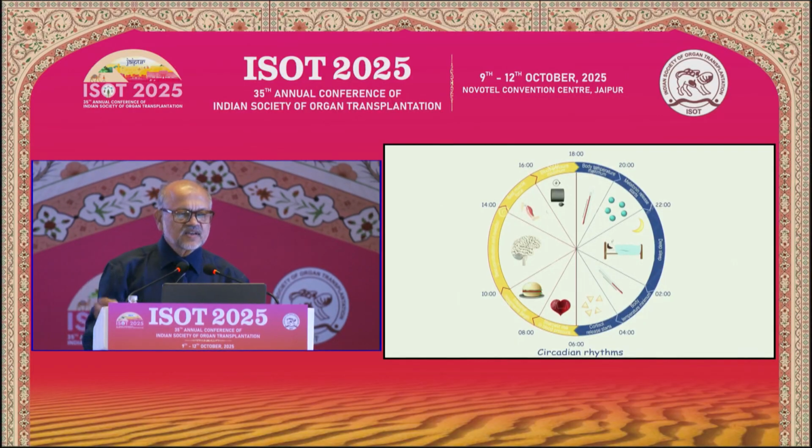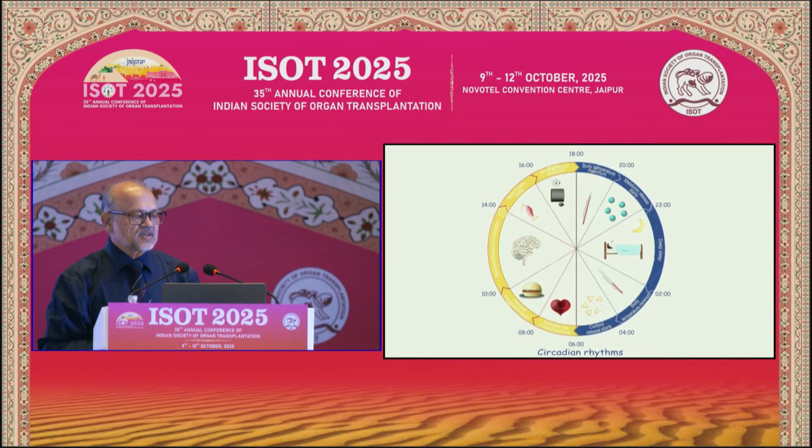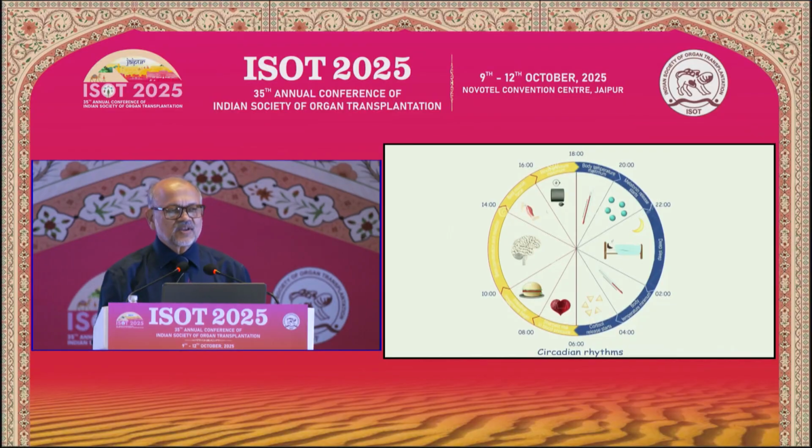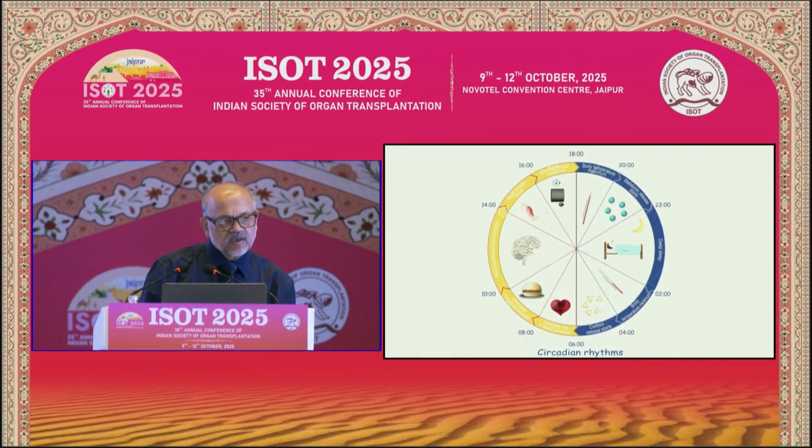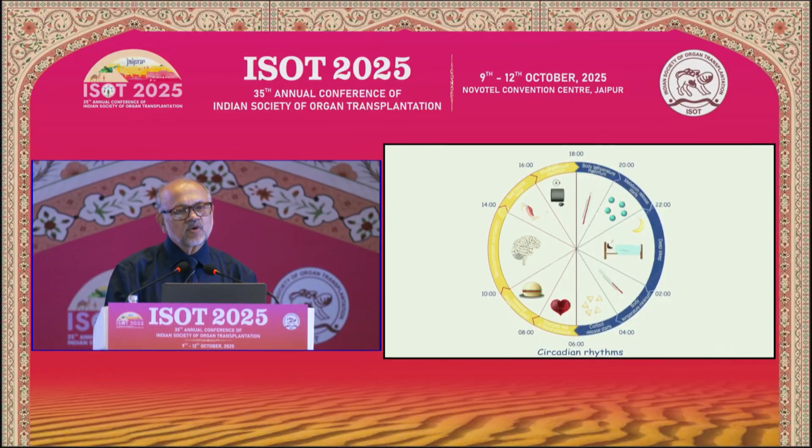So this is the circadian rhythm, a small example of the circadian rhythm. Your brain needs rest between 10 p.m. to 2 a.m. in the morning. If you don't give it rest during that time, it's not going to function well. So every aspect of the human body has some bit of circadian rhythm, which if not taken care of, will actually make you prone to diseases.